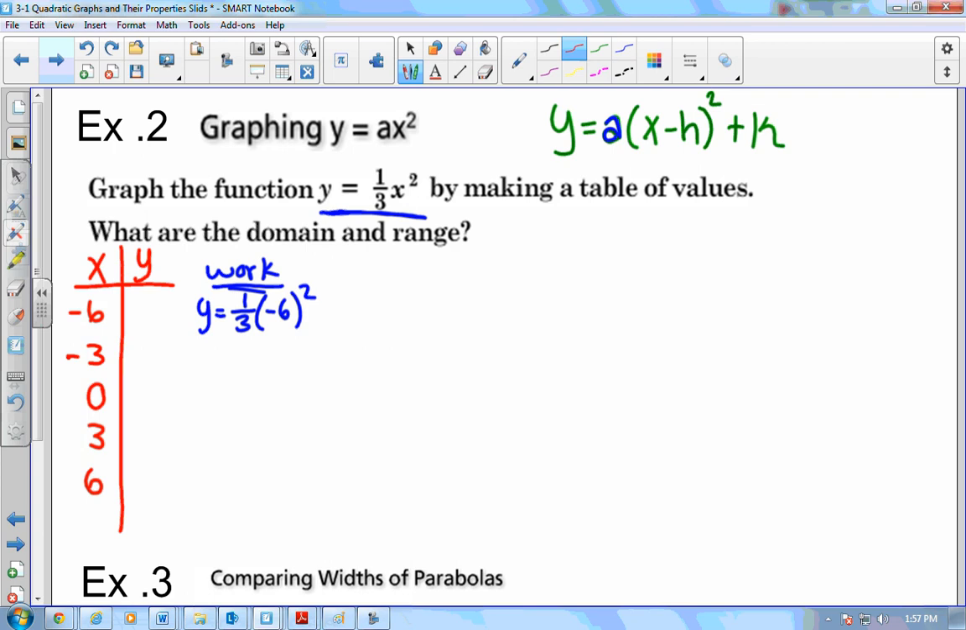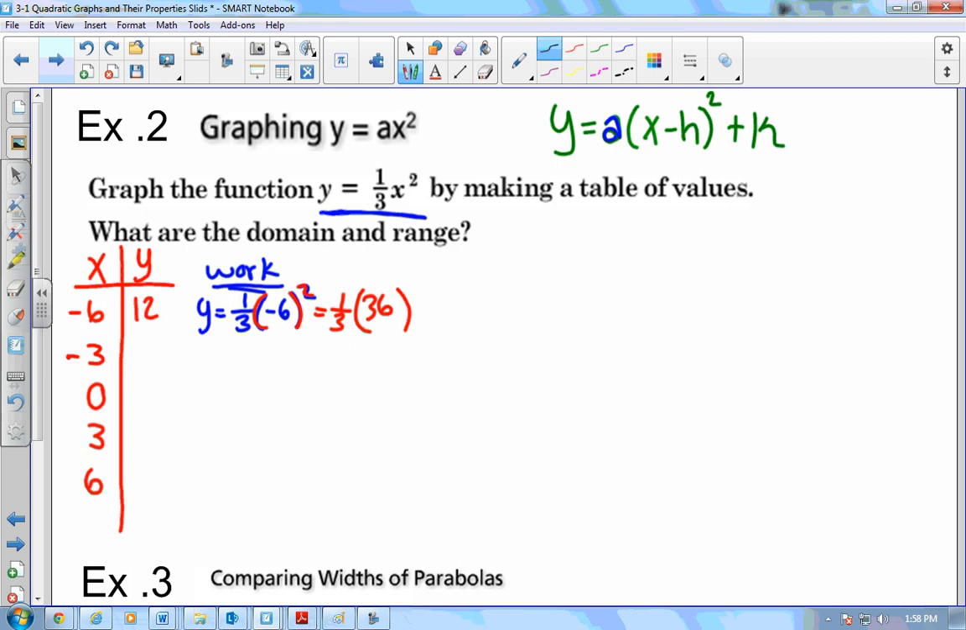Gilberto, sorry. What's -6 squared? It means -6 times -6. -6 times -6 is 36. And divided by 3, and we have our y value. 36 divided by 3 is 12.